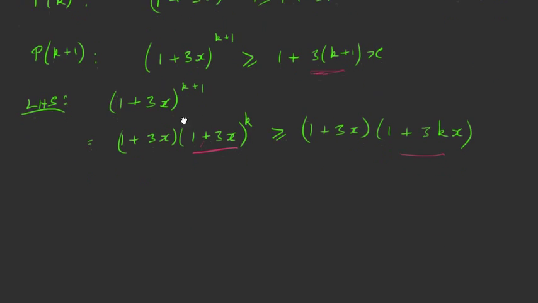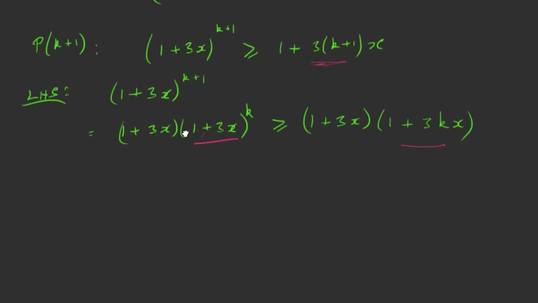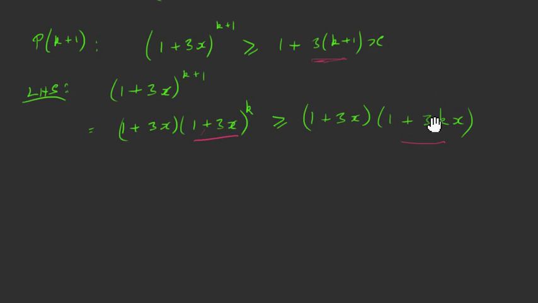We're just going to multiply out the right hand side here. We're just going to take this here and multiply it out. So that will give us, I'll just change colors here again. So we're just going to take this and multiply it out. So we have 1 plus 3kx, 1 plus 3kx plus 3x plus 9kx squared. So that's all of this here multiplied out.